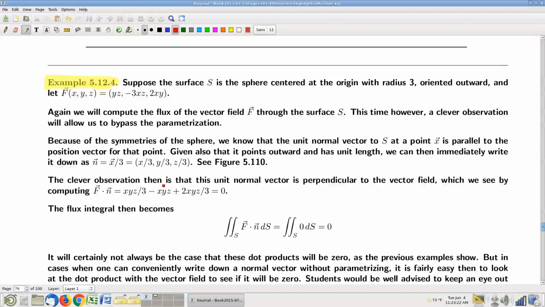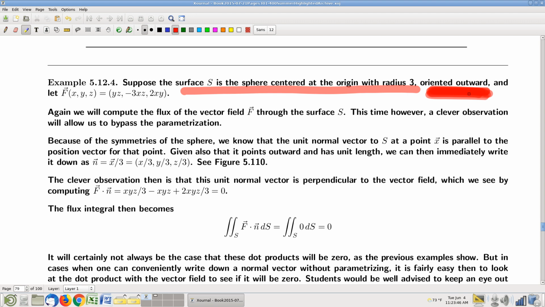Okay, so another example. Right, so here we have as our surface the sphere centered at the origin, radius 3, oriented outward. So again, just a reminder, if you're talking about flux, a vector surface integral, the domain cannot just be a surface. It has to be an oriented surface.